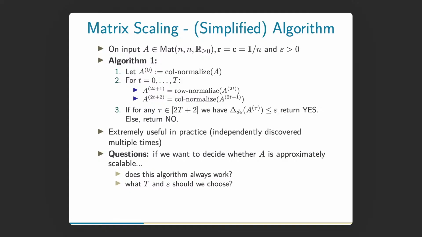Sinkhorn has a lot of credit for it because when A only has positive entries, he proves that this algorithm converges. He didn't give an analysis of how much it converges, but he proved that it converges. Apparently, before Sinkhorn, someone had already proven that too, in the 40s. Again, I don't want to be divisive, so let's be united here, just learn.